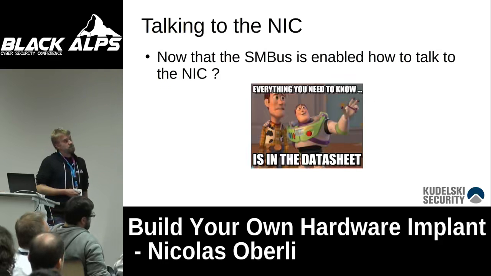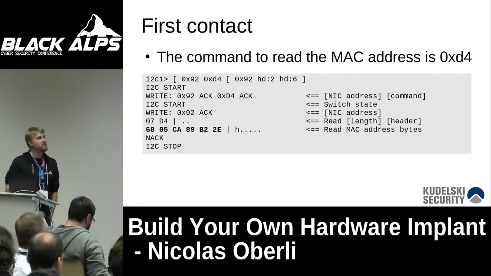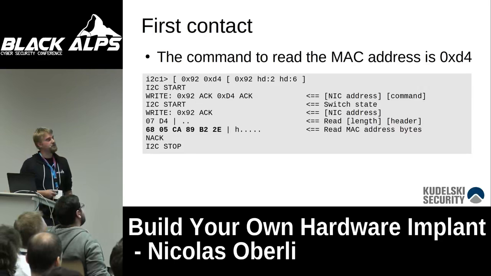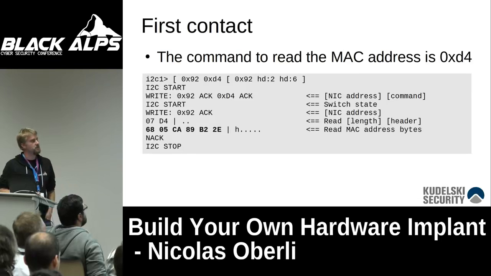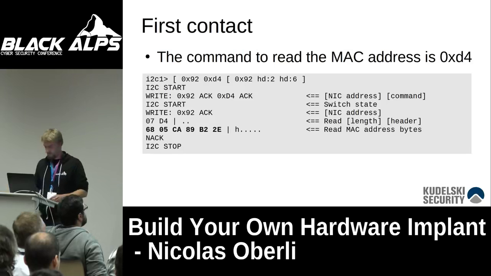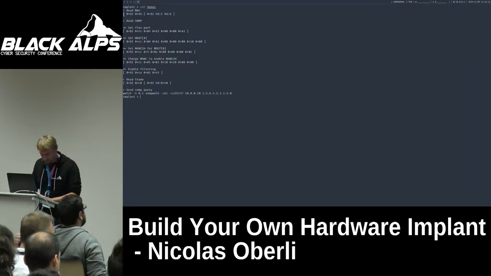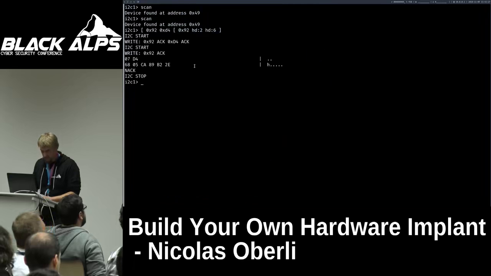We're starting to look at the datasheet again. If you take the datasheet, you see a lot of different ways to communicate with the board. The first command that you can see is basically to ask the network card to give you back the MAC address. So you have that command there, and if you do it the same way, I show it live.